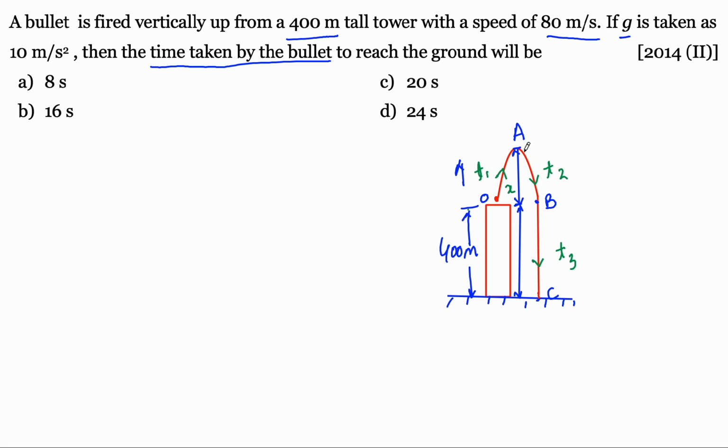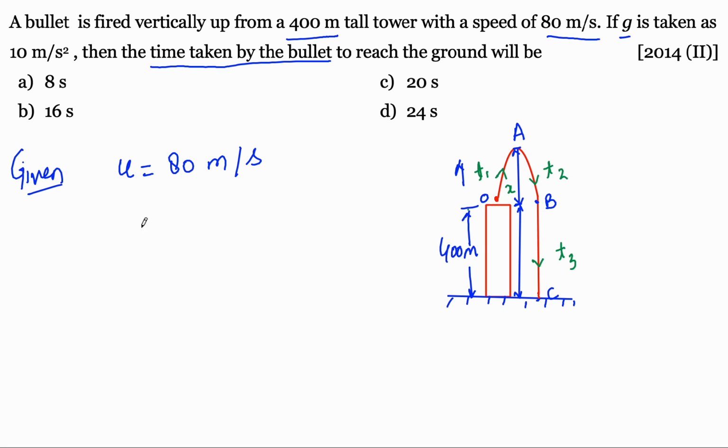Now let's say from point A to B, it is going to take time t2, and from the height of the building till it reaches the ground, the time taken will be somewhat different. Let's say it is from B to C. Okay, so let's write down what is given to us. What is given to us is u. What is u? It is the velocity with which the bullet is fired from the gun. It is given to us as 80 meter per second.